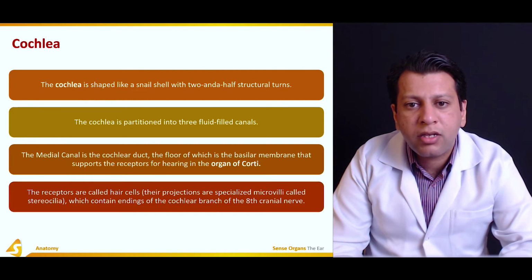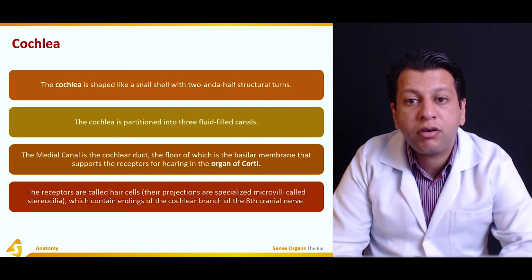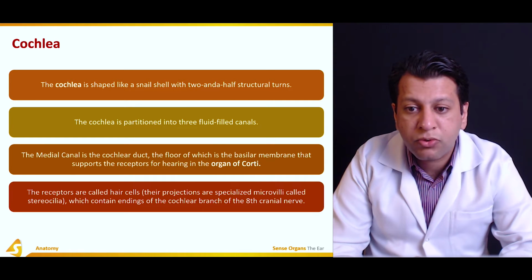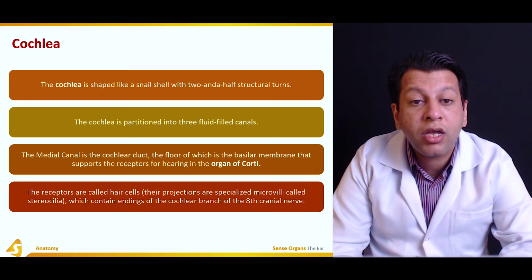Cochlea is shaped like a snail shell with 2.5 structural turns. The cochlea is partitioned into three fluid canals. The middle canal is the cochlear duct, the floor of which is the basilar membrane that supports the receptor for hearing, the organ of Corti. The receptors are called hair cells. The projections are specialized microvilli called stereocilia, which contain endings of the cochlear branch of the eighth nerve.